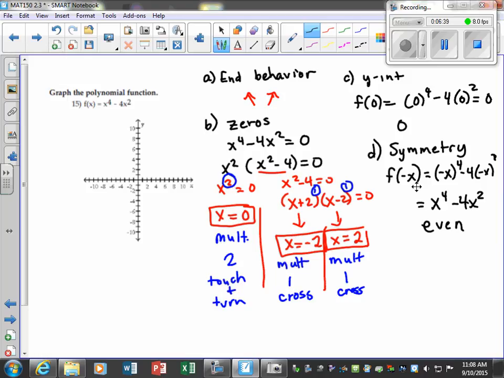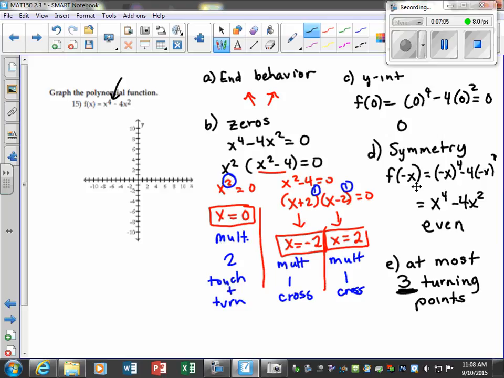Okay, the last thing is, at most how many turning points? At most how many turning points? Good, and why 3? Because at most 3 points. Our polynomial is 4th degree. Our turning points can be at most 1 less than that. Good, so now let's put this thing together.